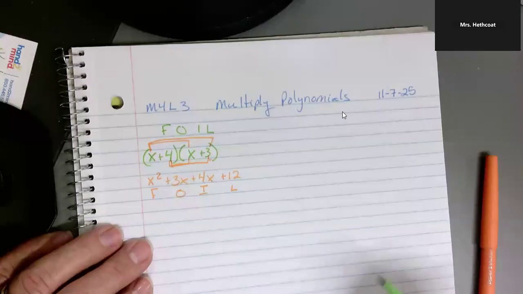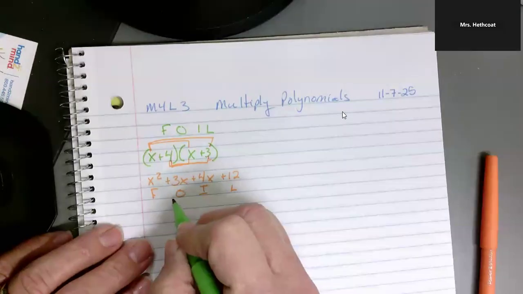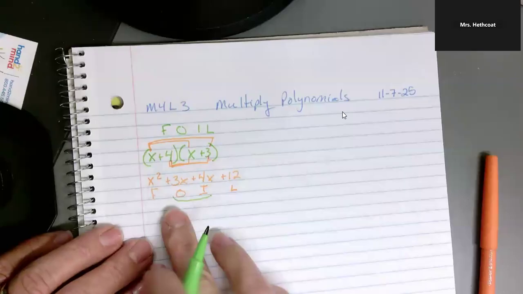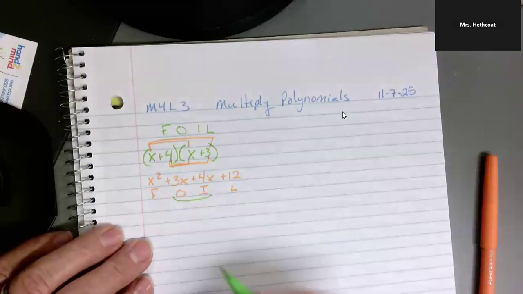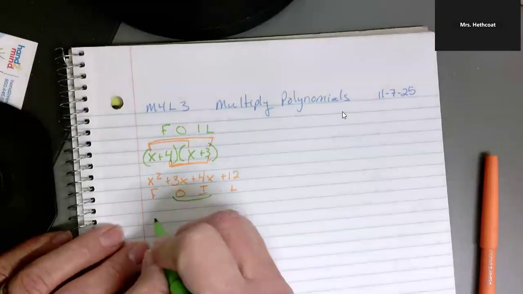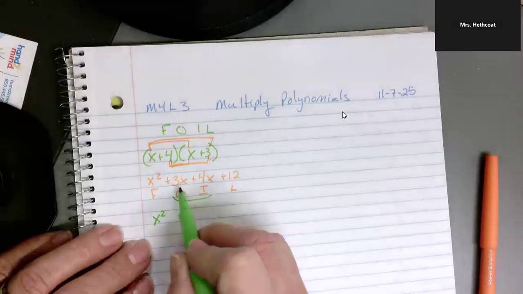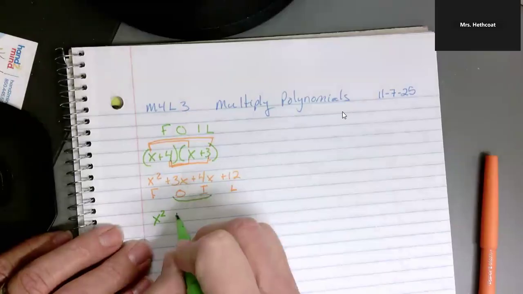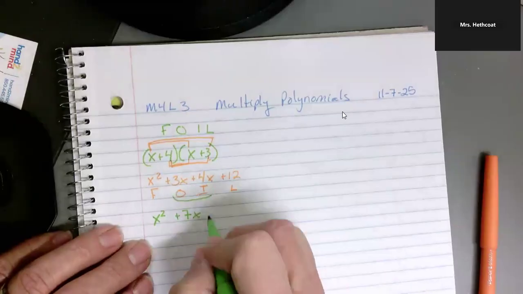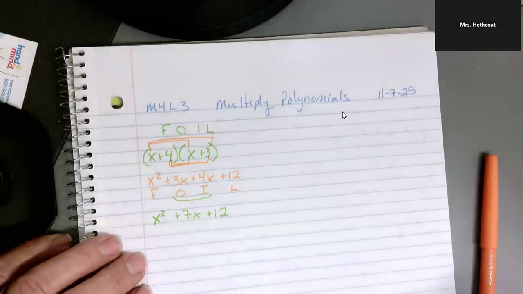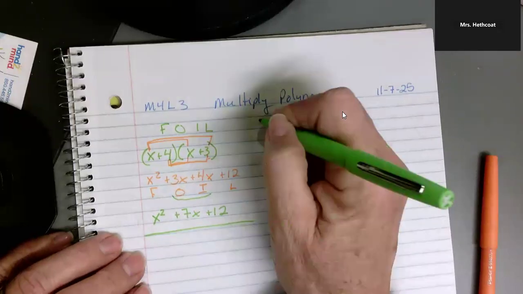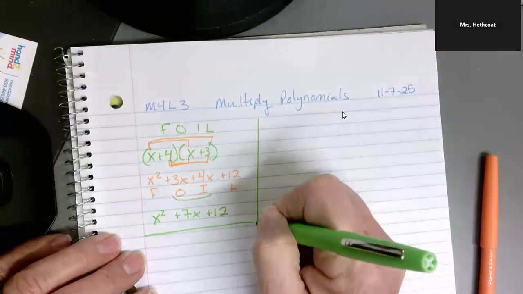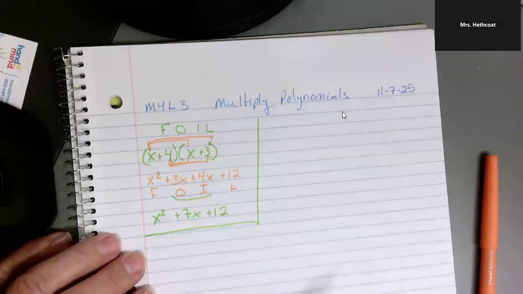And then I often say OI, meaning that the O and the I are often like terms, so we can combine them. And sure enough, that's the case here. So we get x squared plus 3x plus 4x would be plus 7x plus 12. And that's perfect. And there you're done. Okay. And so that is how we use the FOIL method to multiply polynomials.